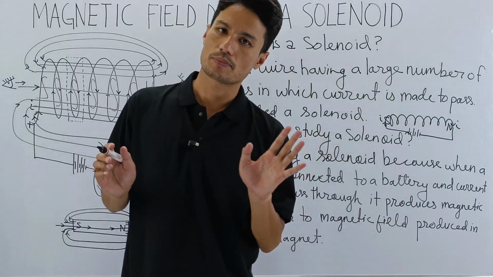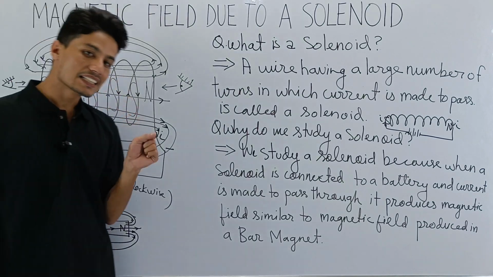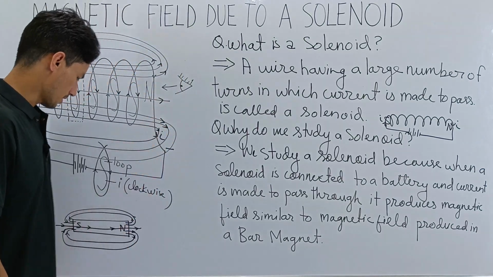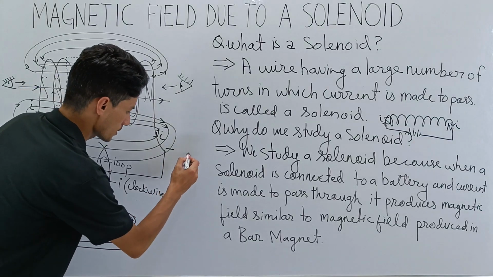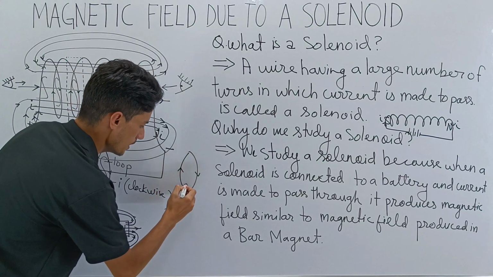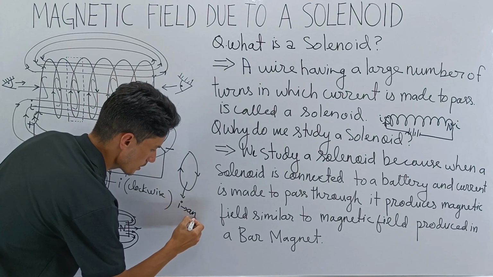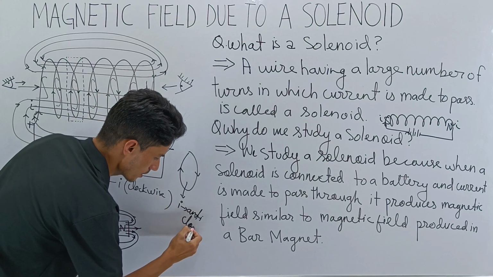Simple. And also remember this trick, anti-clockwise. If current is flowing anti-clockwise, which means like this is anti-clockwise, so current is going anti-clockwise.